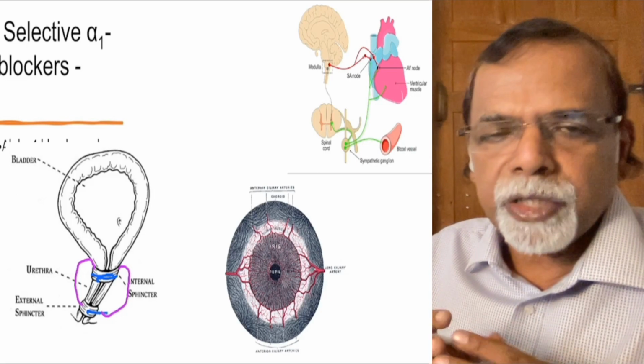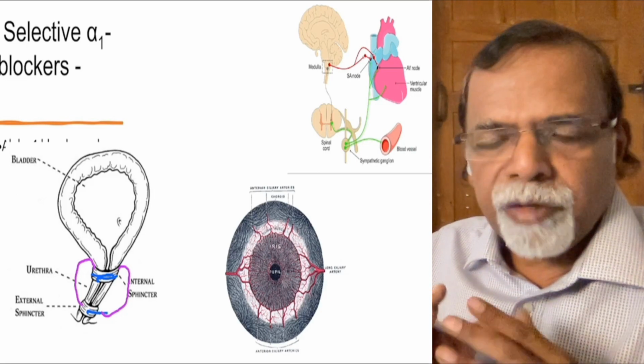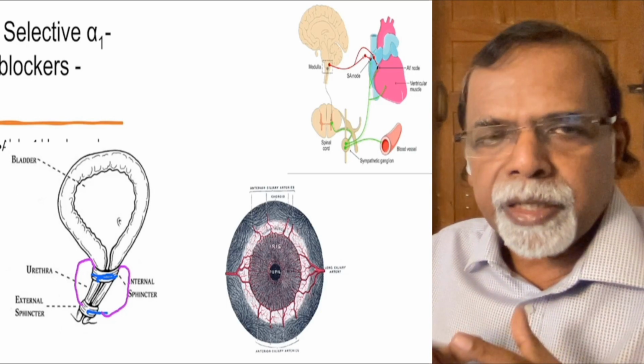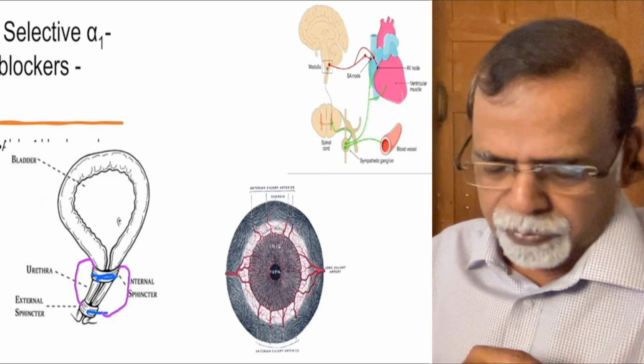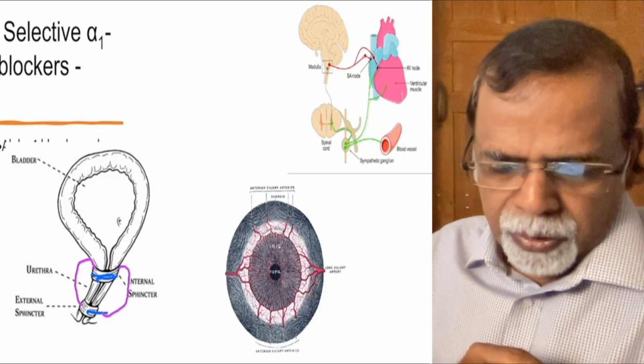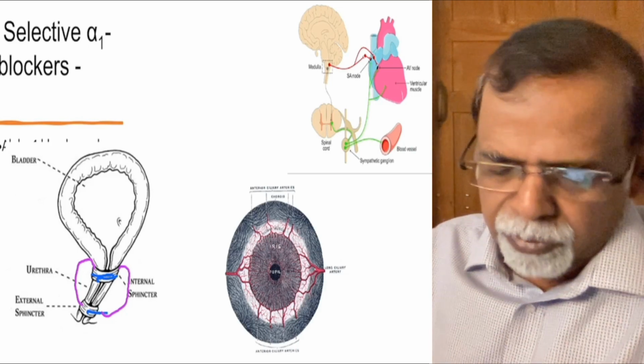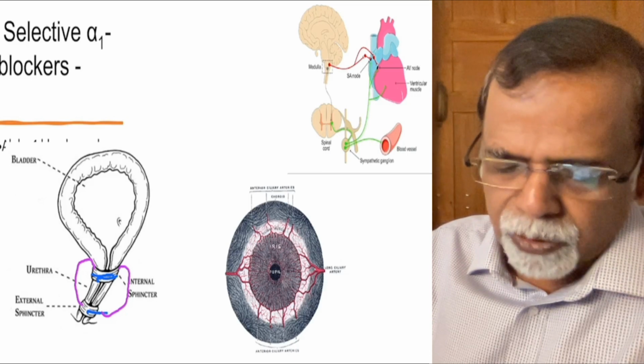So what will happen? The urinary stream becomes thin. Patient will have difficulty in passing urine. The bladder gets irritated. So there can be frequency, infection and other things can follow. And I already mentioned the commonly used drug is tamsulosin.